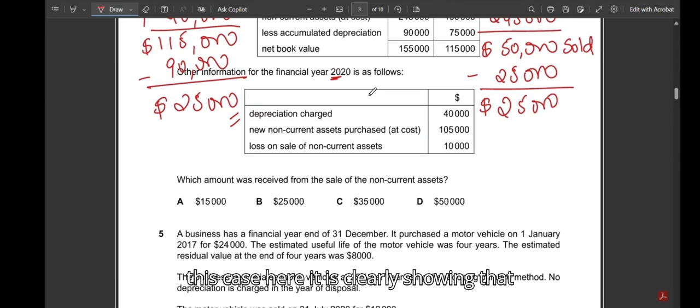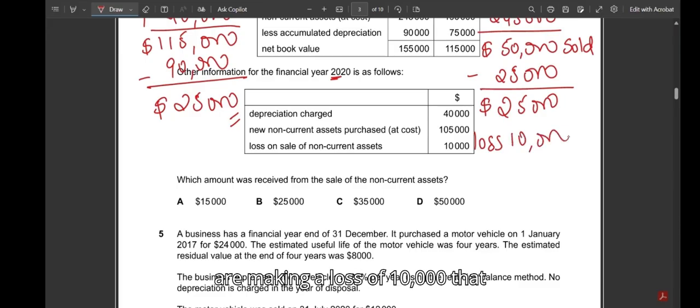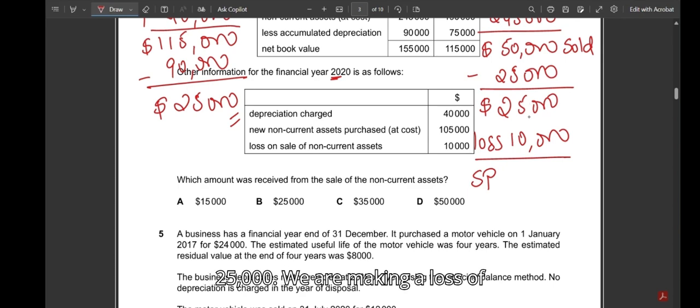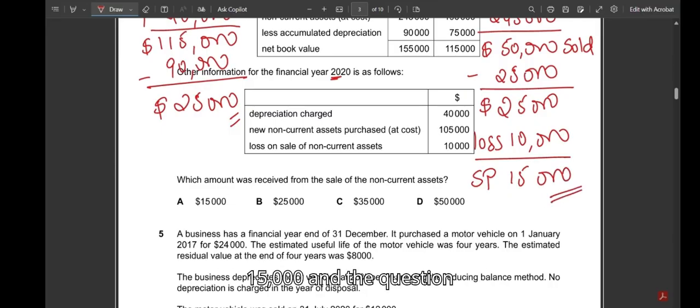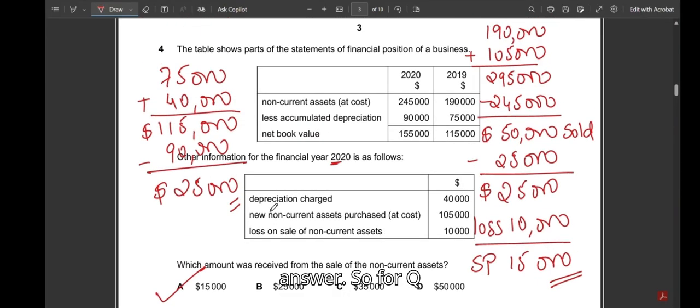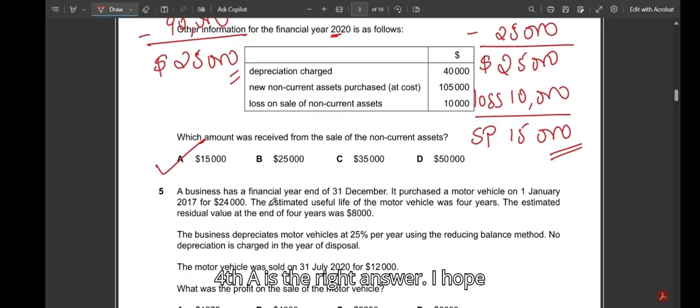Now in this case, here it is clearly showing that we are making a loss of 10,000. If we are making a loss of 10,000, that means the net book value was 25,000, we are making a loss of 10,000, that means the sale price is 15,000. And the question they were asking was the amount received from the sale of the non-current asset. So 15,000 would be the right answer. So for question fourth, A is the right answer.